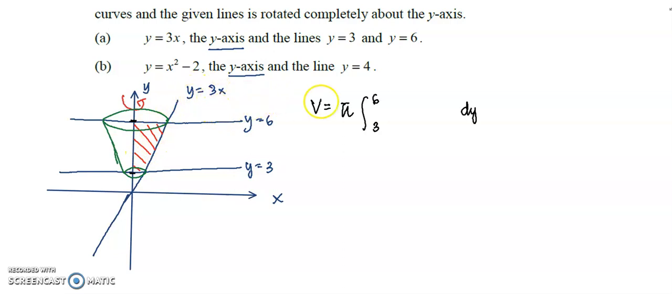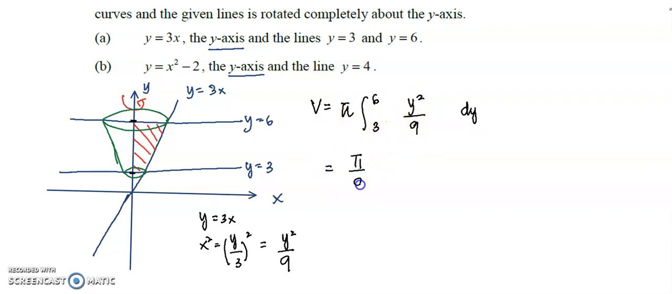But since we are going to integrate with respect to y, you need to have x in terms of y. Originally, y equals 3x. So now you need to convert x in terms of y. You have x equals y over 3. We need x squared, which means we need to square both sides. We have y squared over 9. Put the y squared over 9 in here and integrate. Before I integrate, I would like to take out the 1 over 9. Then I need to integrate y squared.